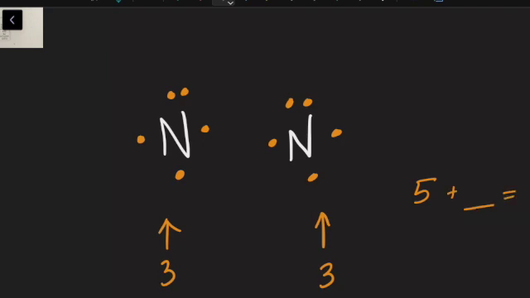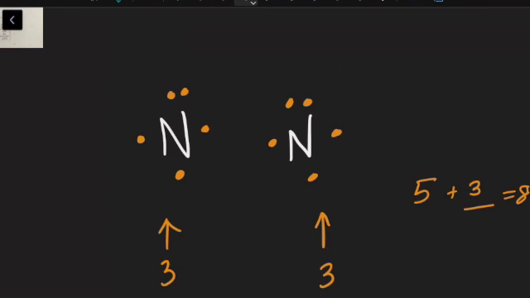Okay, so we got 5 valence electrons. 1, 2, 3, 4, 5. Same thing over here. 1, 2, 3, 4, 5. Okay, so this nitrogen needs 3 electrons, and this one needs 3 electrons. Because remember, it's got 5, and we're trying to get to 8 to reach maximum stability. So we need 3 to get there.